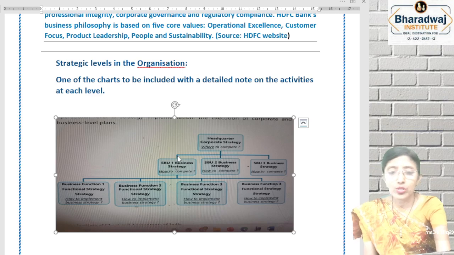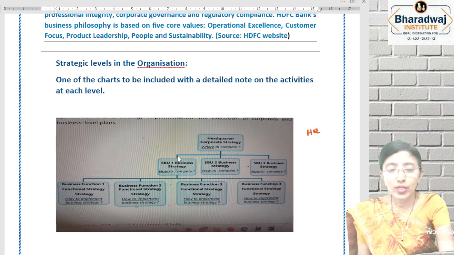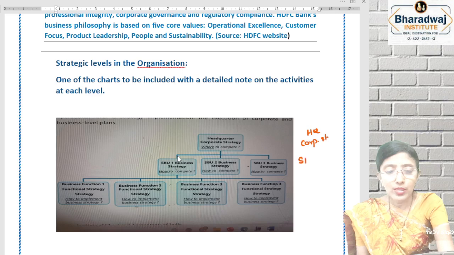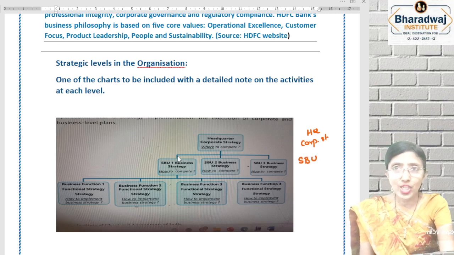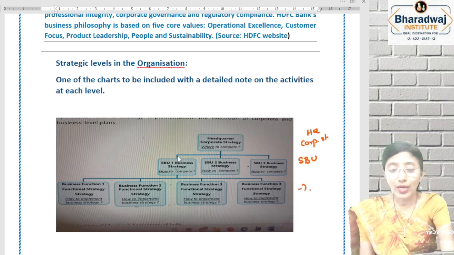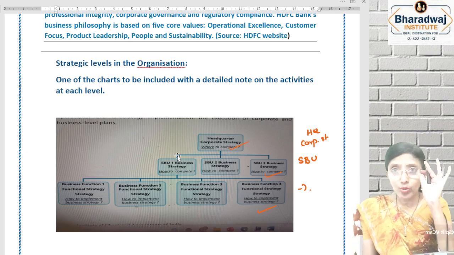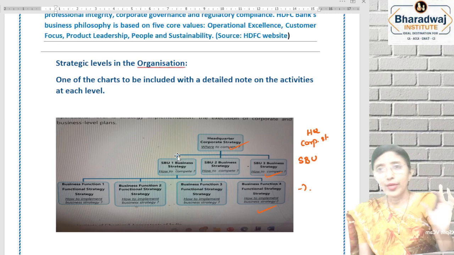This is the parent source diagram. You can see the headquarters here very clearly. Here you have the corporate strategy which is formulated. SBUs, expand SBUs, strategic business units. This is business level, and here you have the function level. Okay, how to implement. Here how to compete, where to compete. 3 questions, 3 levels, the parent source chart.